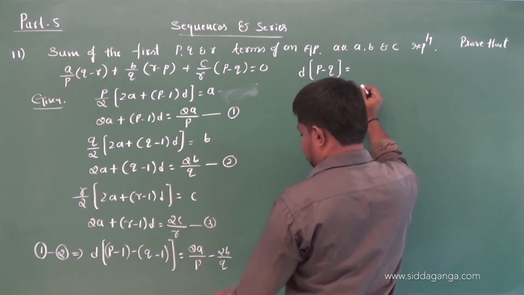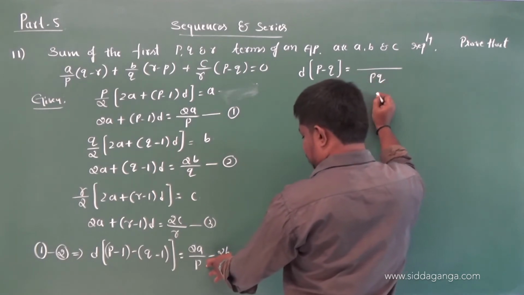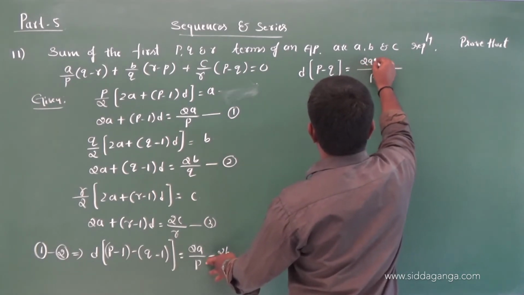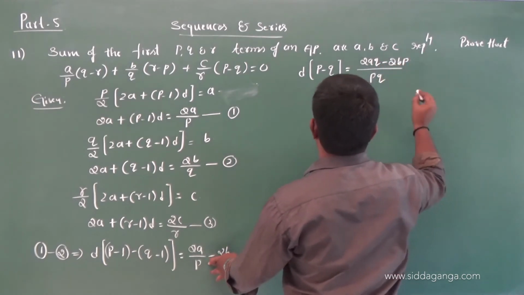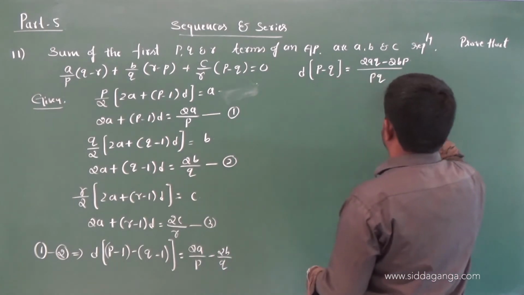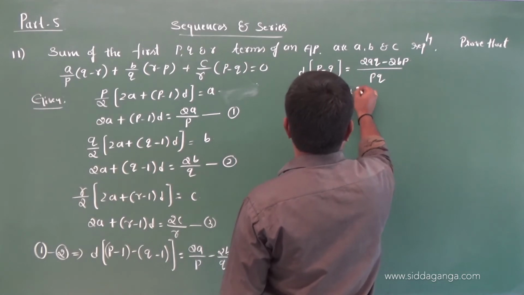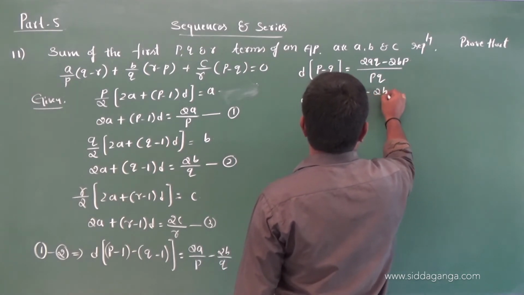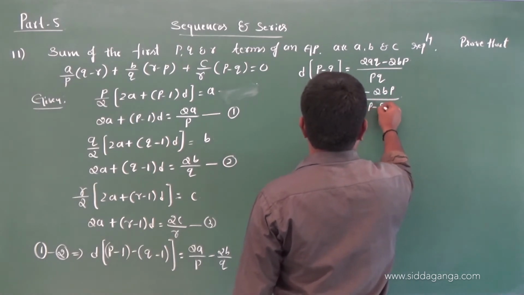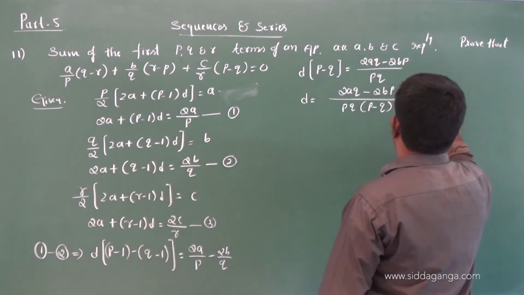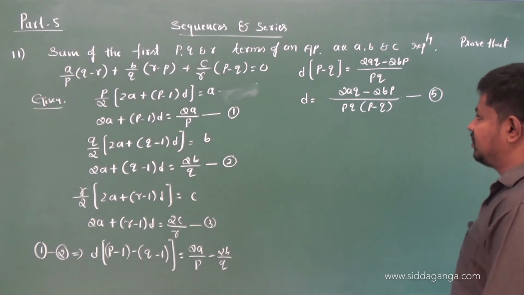Here what do you get? PQ is the LCM, right? So 2AQ minus 2BP. From this you get d is equal to (2AQ minus 2BP) whole divided by PQ into (P minus Q). Take it as equation 5. So this is by equations 1 and 2, I mean 1 minus 2 gives d.